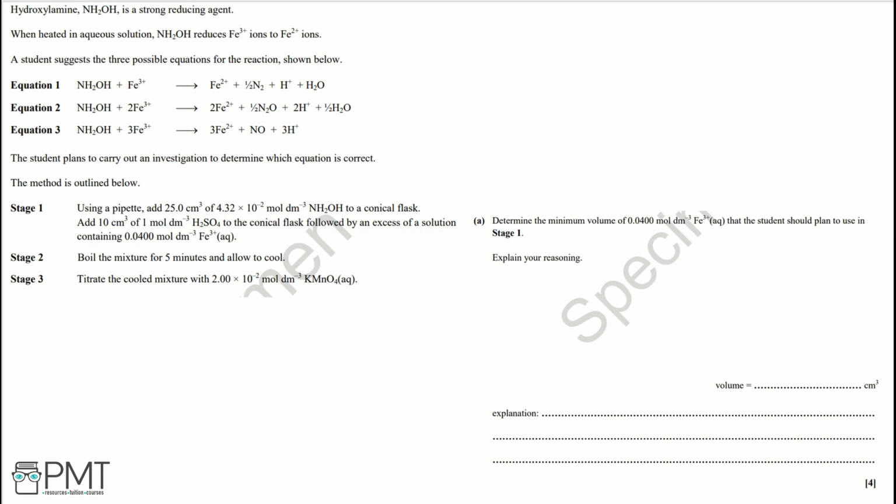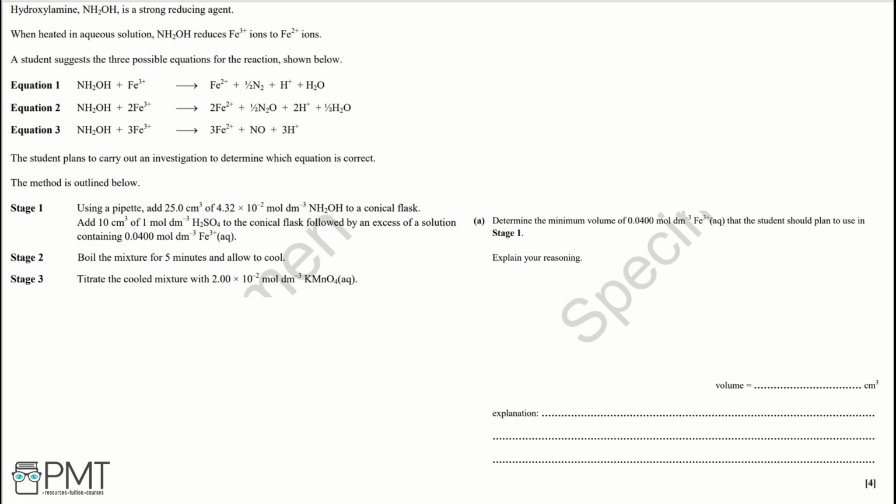Stage 1. Using a pipette, add 25.0 cm³ of 4.32 × 10⁻² mol/dm³ NH2OH to a conical flask. Add 10 cm³ of 1 mol/dm³ H2SO4 to the conical flask, followed by an excess of a solution containing 0.04 mol/dm³ Fe3+ (aq).